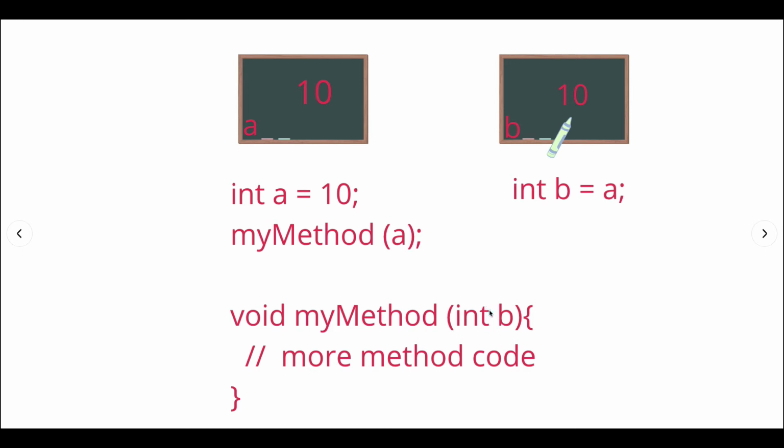So this is passing by value. When you copy over whatever is the value that one variable contains into another variable, that is the meaning of saying passing by value. Next comes passing by reference.